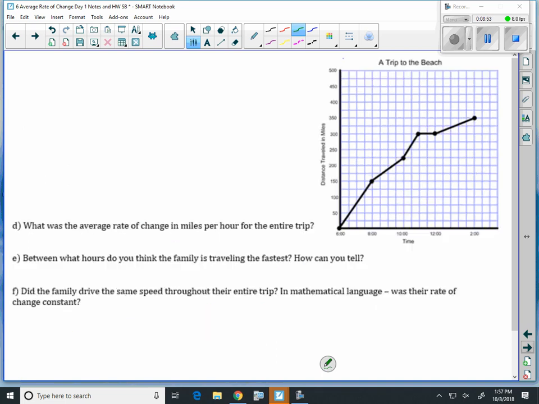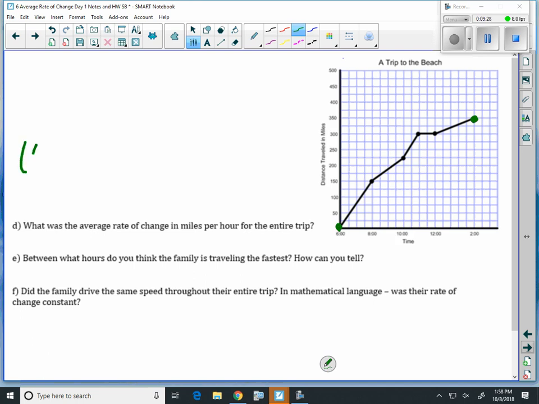Okay, let's keep moving. Part D, what was the average rate of change in miles per hour for the entire trip? Okay, can we do rise over run for that? What do you think? The entire trip, like we're going from this point to this point. Can we do rise over run? Yeah, we can. Or we can calculate it. What do you want to do? Do you want to try to do rise over run, or do you want to use points? Points? Let's do points since we did rise over run on the other one.